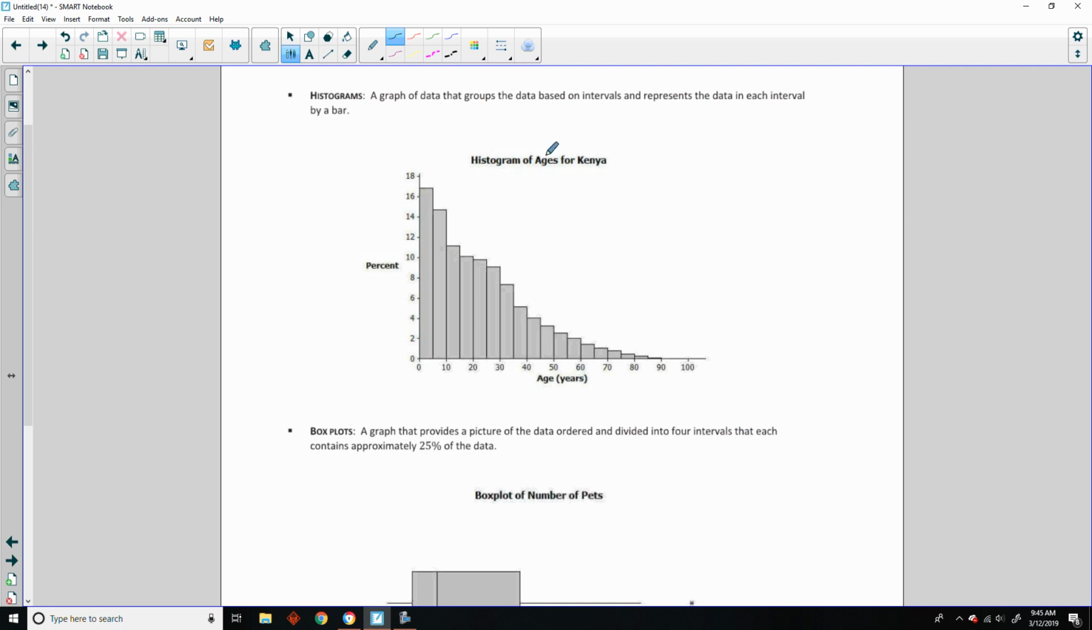So in this case, we're talking about percentages and age in years. The histogram of ages for Kenya. So approximately 17% of the population in Kenya are between the ages of 0 and 5. And it decreases as we go. And there is almost nobody age 85 to 90, and there's nobody over the age of 90. Okay, so as we get older, the number of people in Kenya decreases.